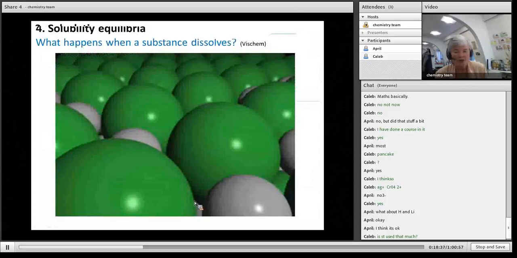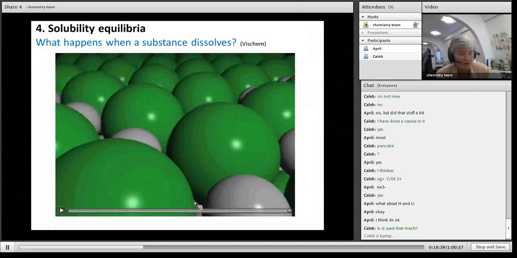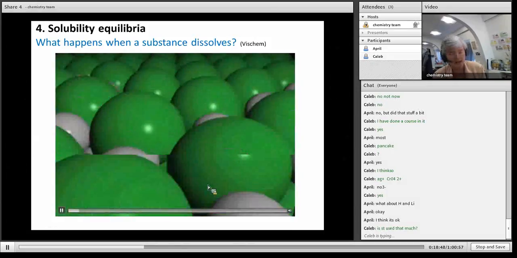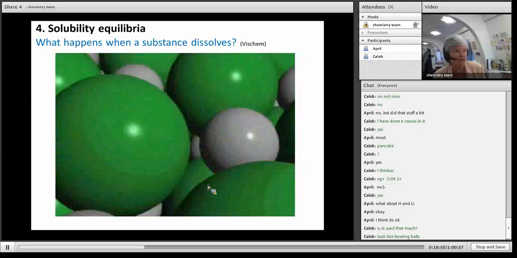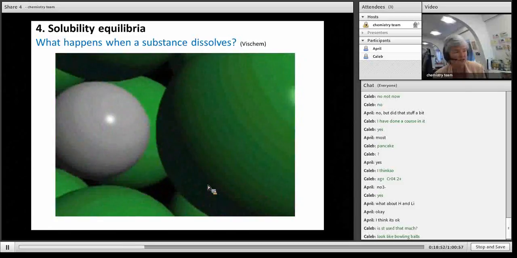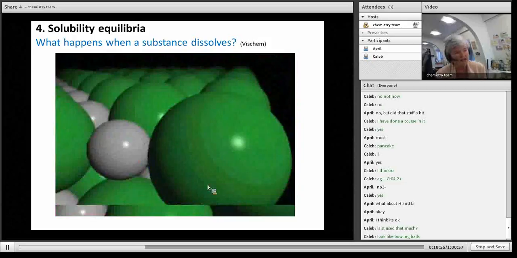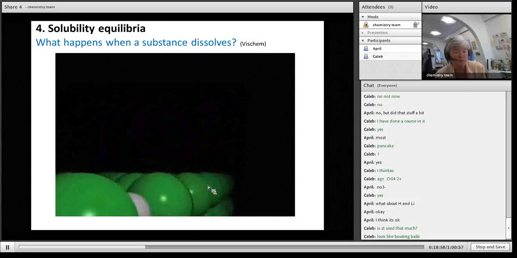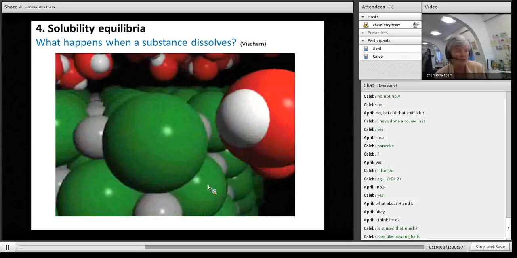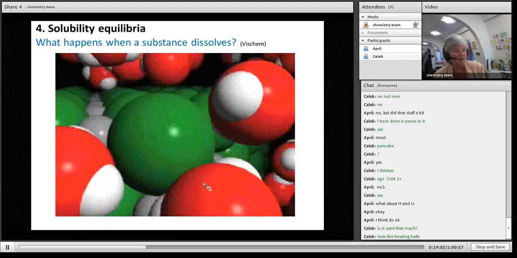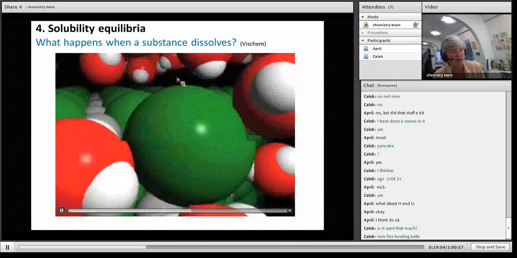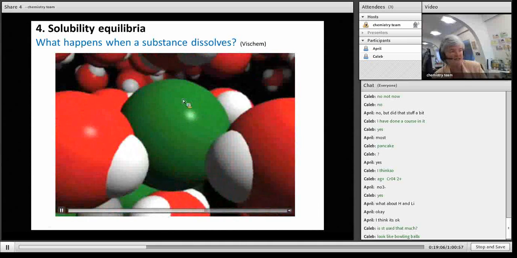Okay, so what I've got here are 2 videos to give you an idea of what is happening when something dissolves. So here's my lattice of sodium chloride. The greens are the big chloride ions, the sodiums are the small. What it's trying to show there with the shaking is that there's this tension, this attraction between the positive and the negatives. When you add water, the negatives get surrounded by the water molecules. You can see the hydrogens are close by.